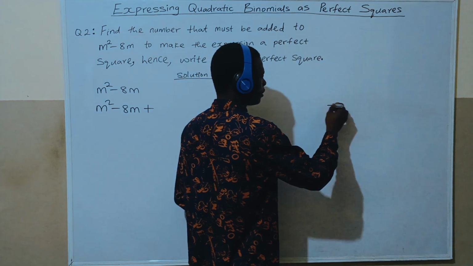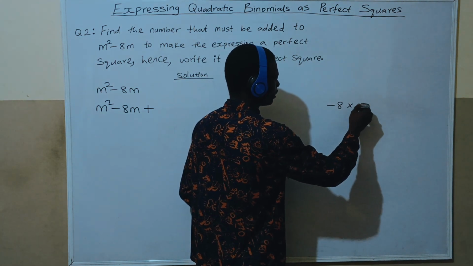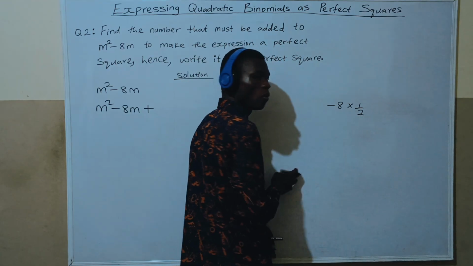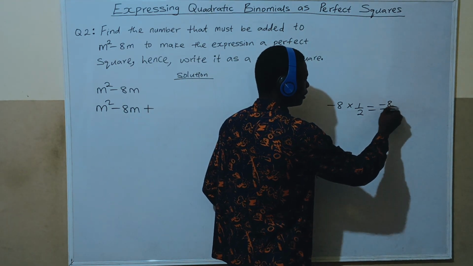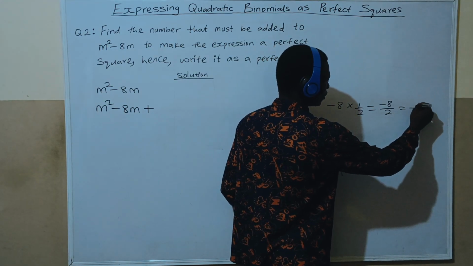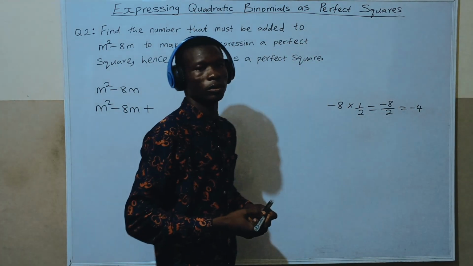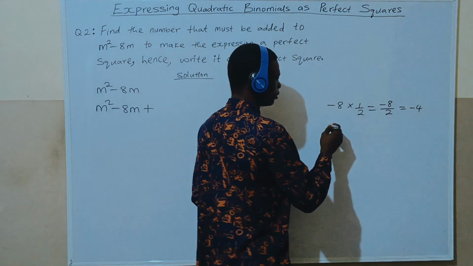So we'll be having negative 8, and we are going to halve it. That's by multiplying it by half. Half is 1 over 2, and it is the same thing as negative 8 divided by 2. And negative 8 divided by 2 is going to give us negative 4. So what do we do to negative 4? Of course, you guessed right. We are going to square it.